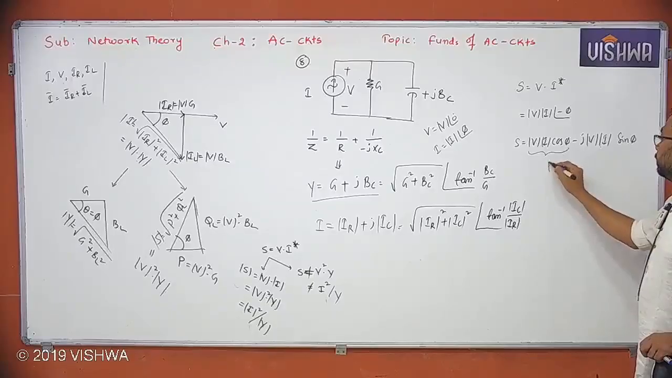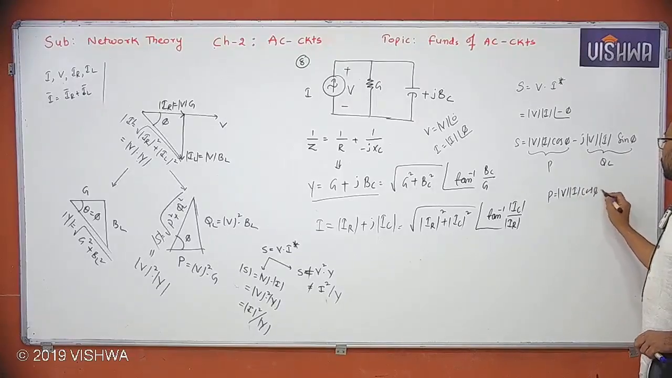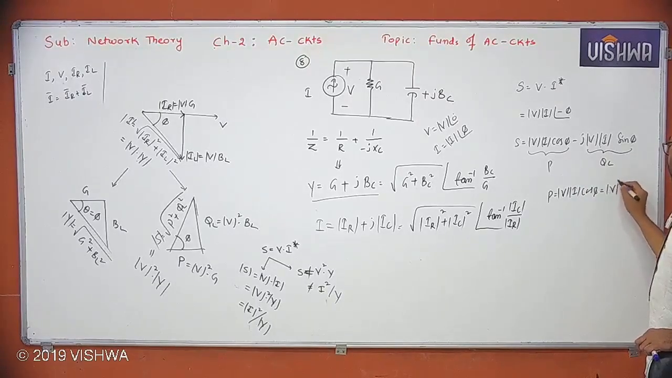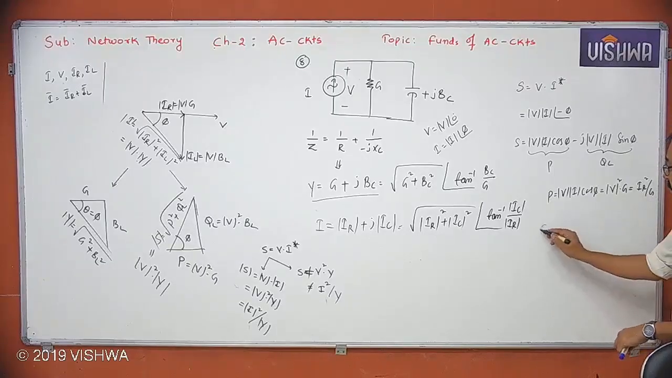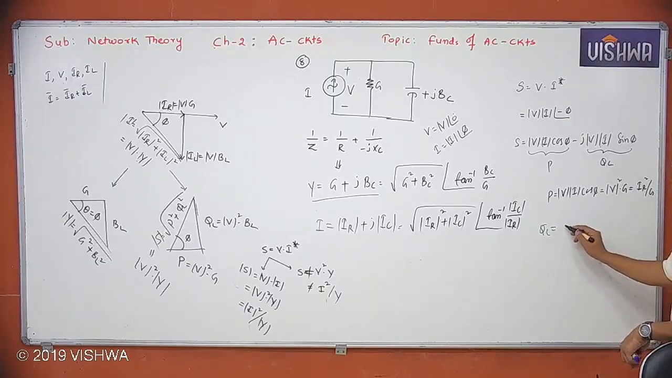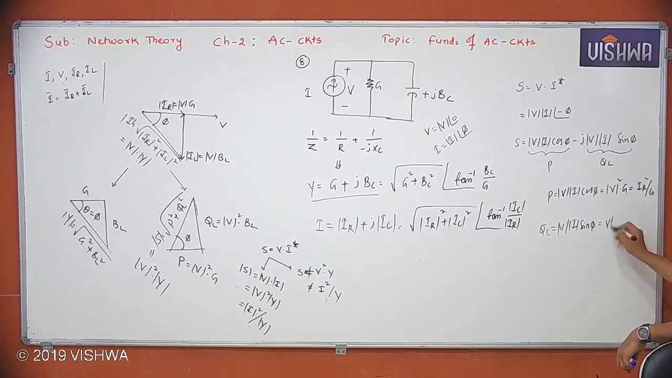This is P. This is QC. P is equal to again VI cos phi, V square into G, or IR square by G. QC is equal to VI sin phi, V square into BC, or IC square, this is magnitude, by BC.